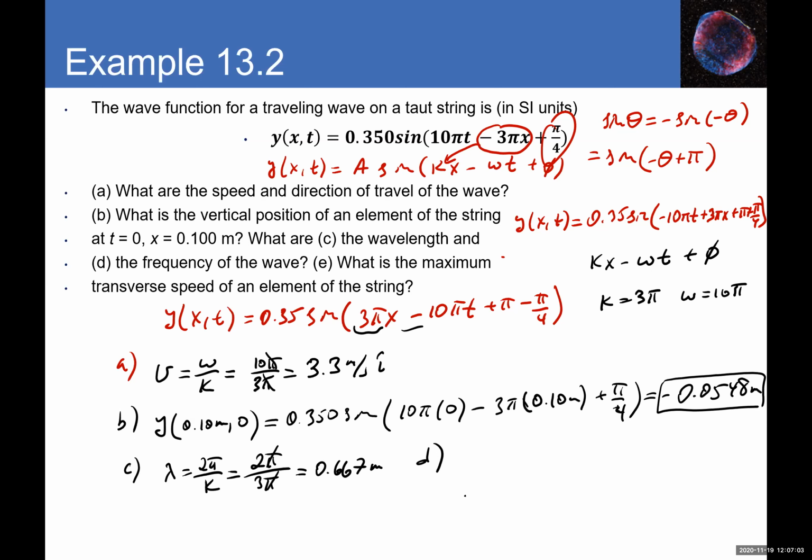For part D, what is the frequency of the wave? Well, for the frequency, we can use that omega equals 2 pi f. So f equals omega over 2 pi. So it's 10 pi over 2 pi. So it's basically just 5 hertz.